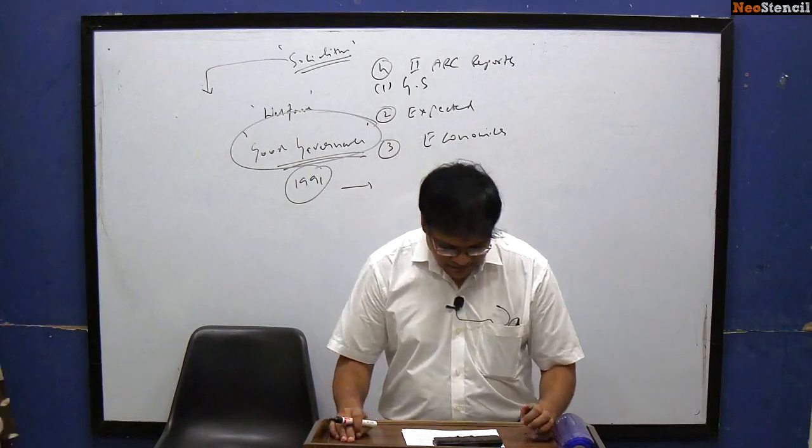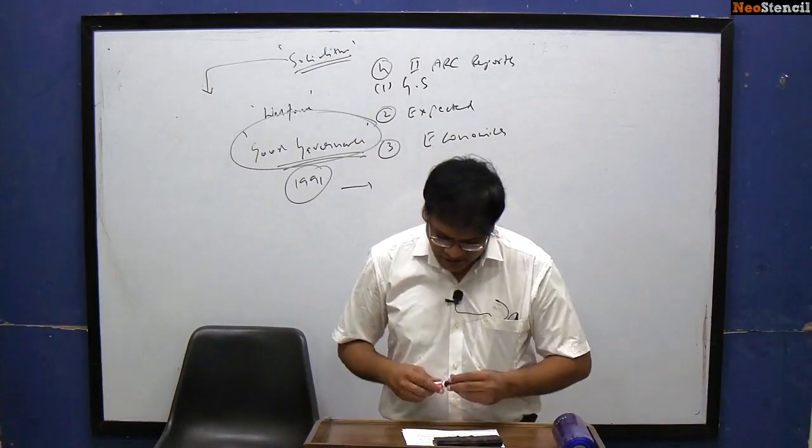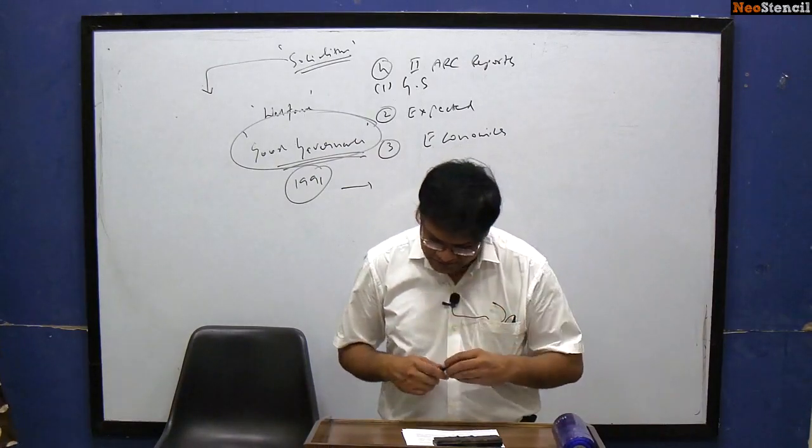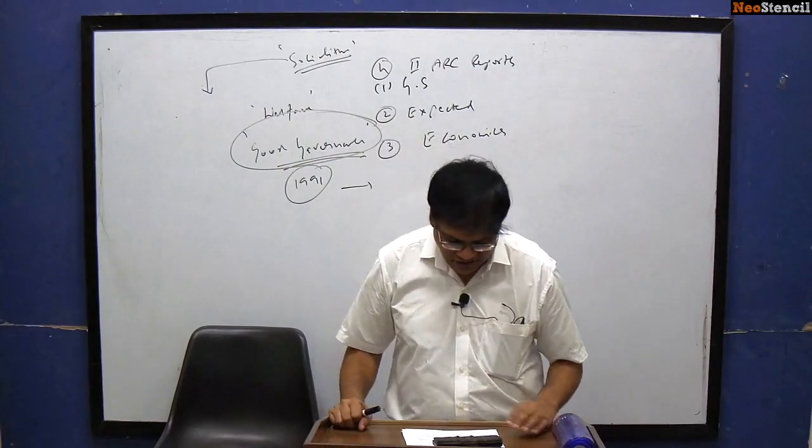Next, Article 356 acts very much like the proverbial bolt from the blue, without giving an opportunity or notice to the state governments to correct their alleged shortcomings.